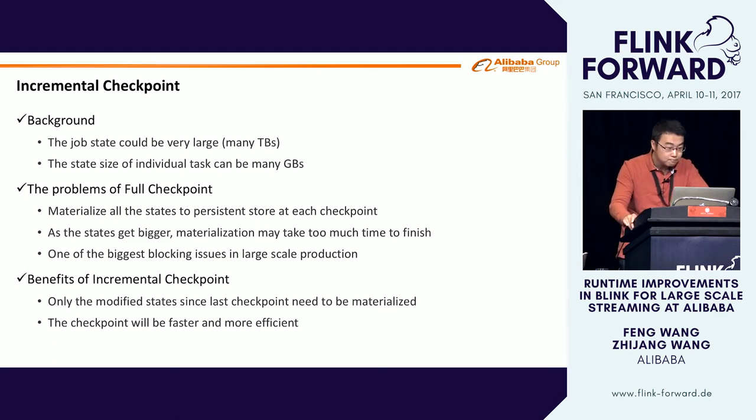Okay. Next, I will talk about two subtopics about the performance improvements. Now let's look at the incremental checkpoint firstly. In Alibaba, the job state could be very large online, maybe reaching many terabytes, and the state size of an individual task can be many gigabytes.